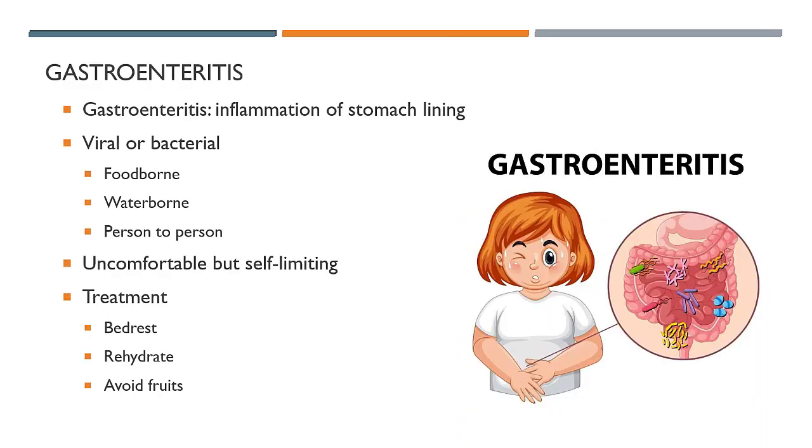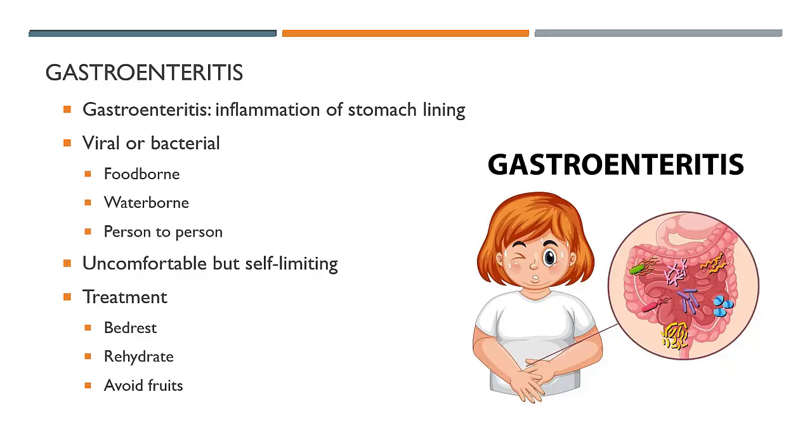Gastroenteritis is an inflammation of the lining of the stomach and small and large intestines. In most cases, it is foodborne, waterborne, or spread via person-to-person infection, although gastroenteritis may occur after ingestion of drugs and chemical toxins. In the United States, an estimated 1 in 6 people contracts a foodborne illness every year. Gastroenteritis is usually uncomfortable, but is self-limiting.